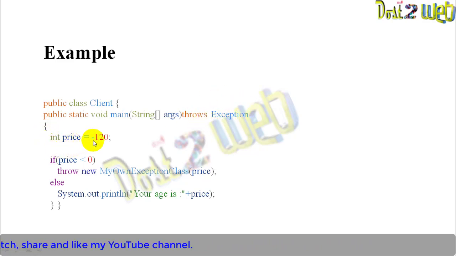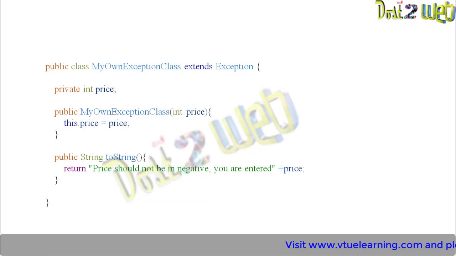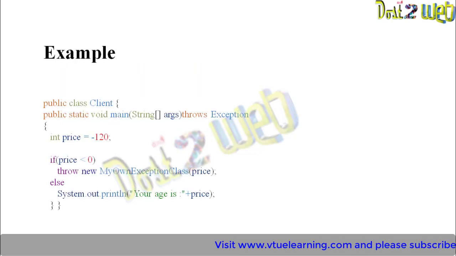So I am defining int price equal to -120. If price is less than 0, you have already declared the exception. This is my own exception class. Previously you remember we declared the exception class name. In Java programming there is a mechanism where you can define your own exception class also. Like this you can do that.